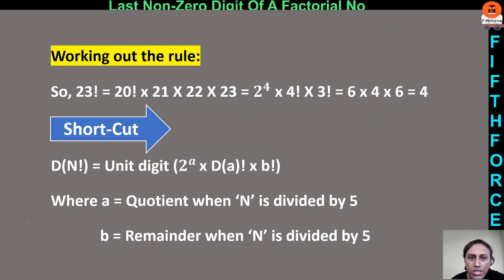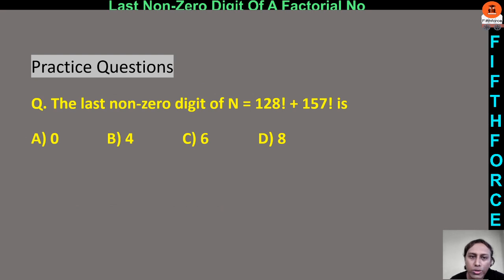So let's take an example how to use this concept to find out rightmost non-zero digit. And let's take an exam question. This is a question that came sometime in TCS. The last non-zero digit of n, where n is 128 factorial plus 157 factorial. Guys, what is 128 factorial and what is 157 factorial?